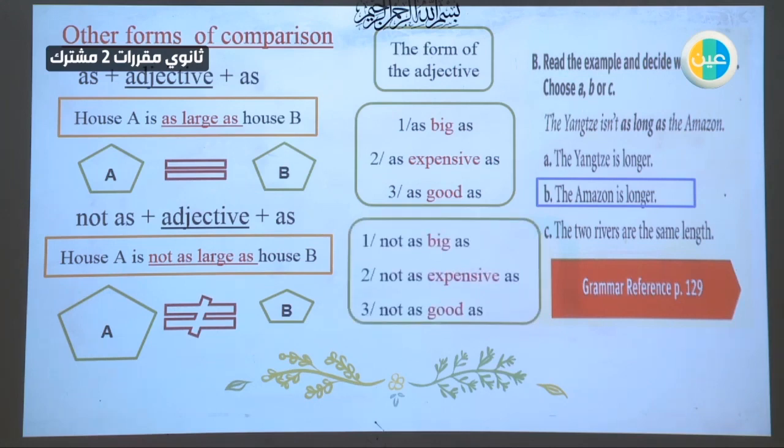Now, what if they're different? For example, you can say house A is not as big as house B. It means they're not the same. Or my watch is expensive and your watch is more expensive. So I can say my watch is not as expensive as your watch because mine is cheaper.